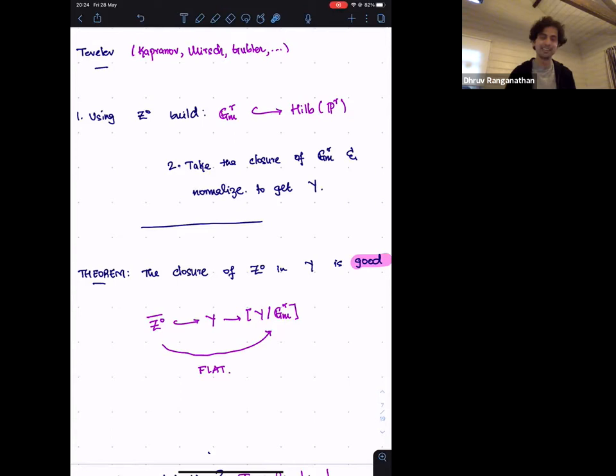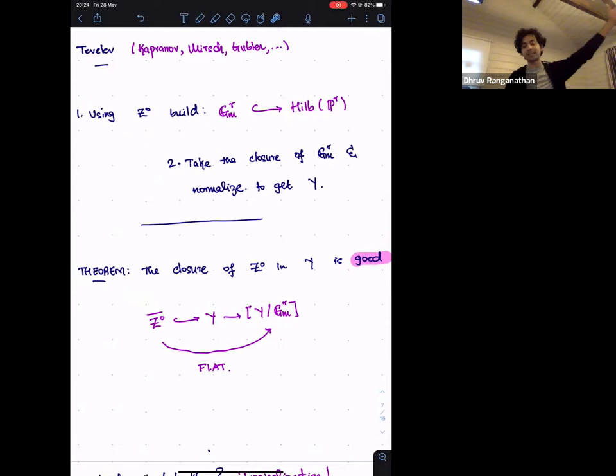So you say, I've started off with this Z naught, and I'm trying to compactify it to X. What's the best way to do it? First, just pick any compactification of this G_m^r, say projective. Then close up Z naught to get a subscheme of that projective space. And now you can translate around. This Z will live inside this P^r, and you can translate that Z around by the action of the algebraic torus, right?